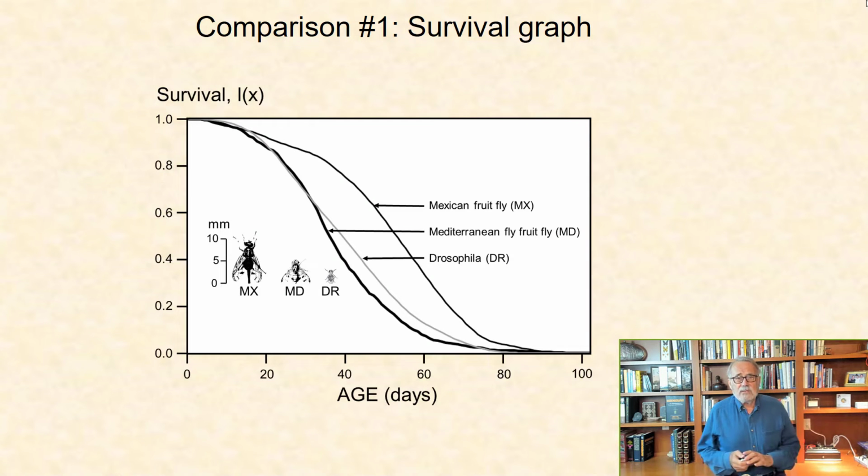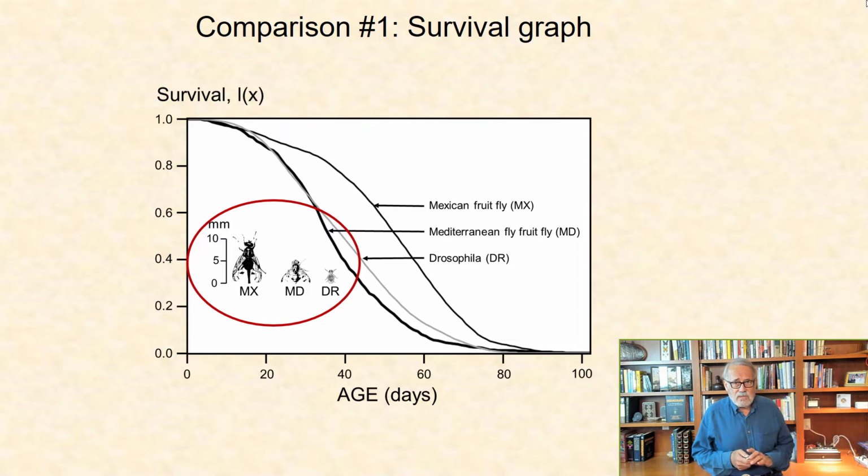Here's a graphic of survivorship of the 3 species of fruit flies. We have age on the x-axis and survival, lx, on the y-axis. The sketches of the 3 species reveal the major differences in size. From the largest to the smallest, left to right, we have Mexican fruit fly, the Mediterranean fruit fly, and Drosophila.